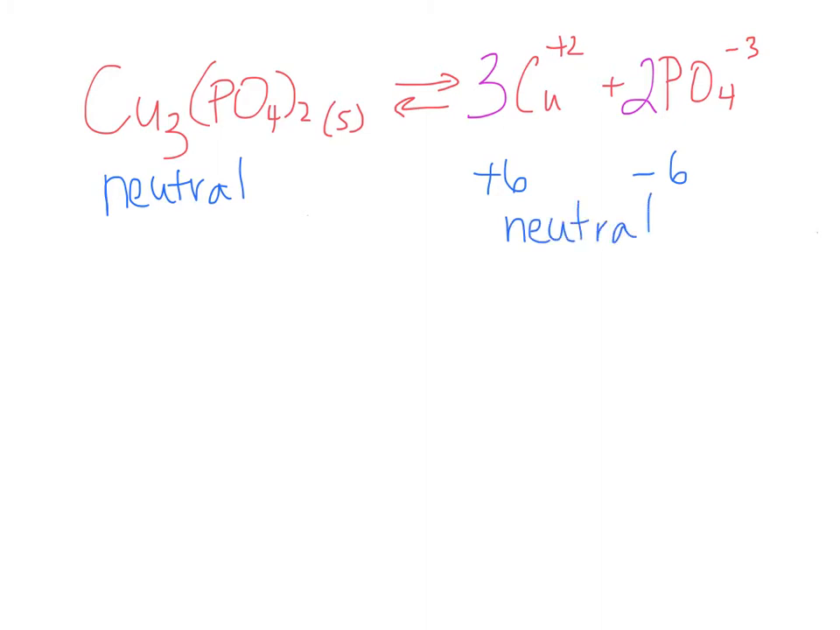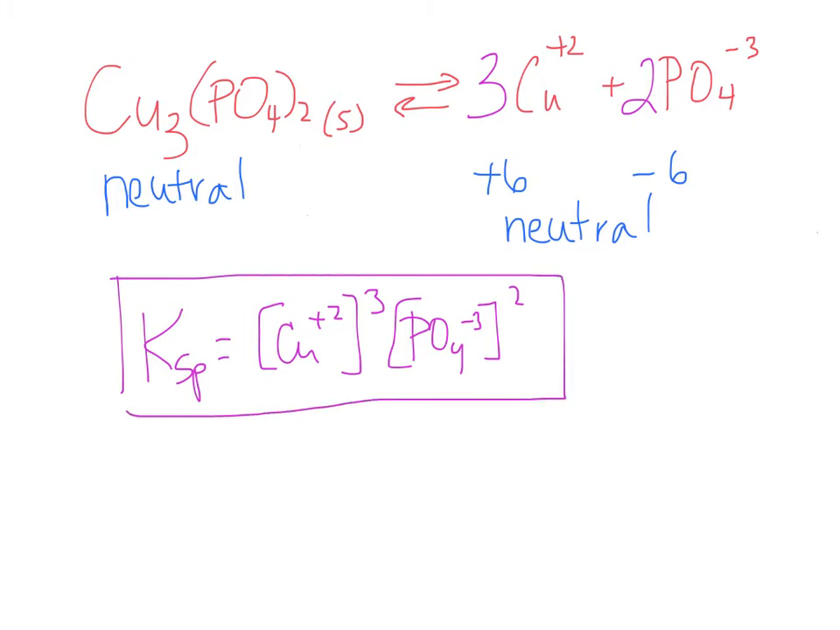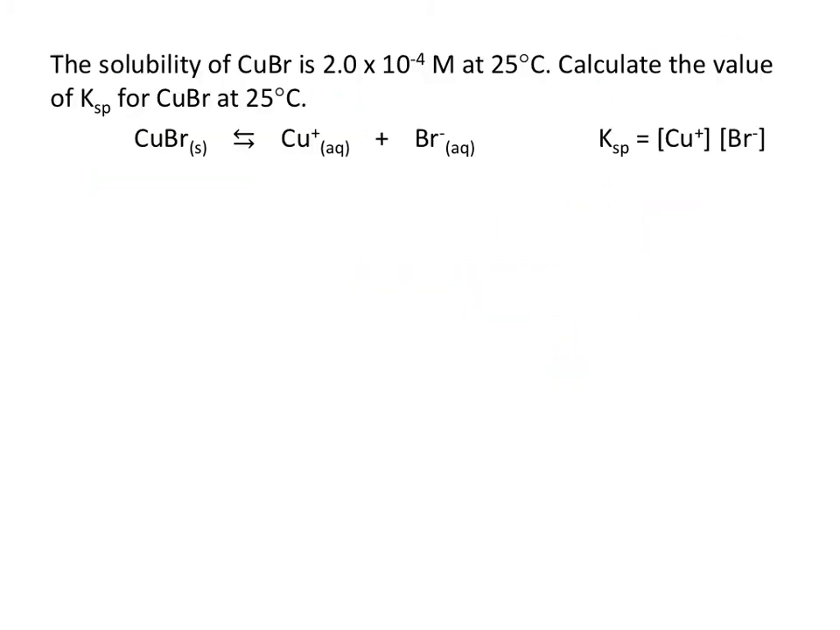Now, all that really doesn't have anything to do with Ksp. That's just to remind you about how to write a balanced equation. So the Ksp itself is just the products, Cu2+ raised to the power of its coefficient, so cubed, and PO4 3- raised to the power of its coefficient, squared, leaving out the Cu3(PO4)2 because it's a solid. So all of that was just to give you an idea of writing expressions and equations, and now let's get into the actual math problems that are in your notes.